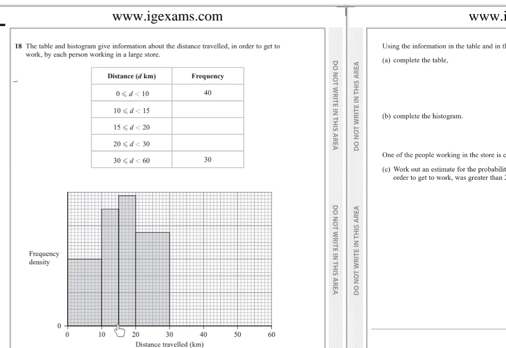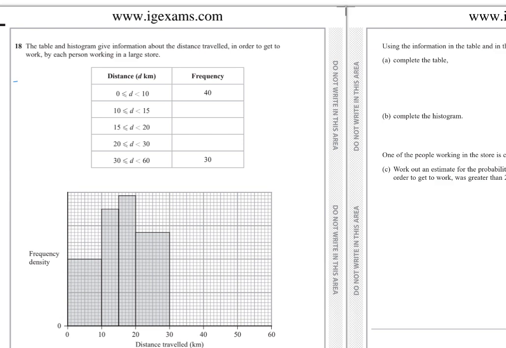Area equals base times height. We have the base, but we don't have the height. So to find the height, we need to find the scale. We can use the first interval to find the scale. For the first interval, the frequency is 40. This means the area for this rectangle is 40. Area equals base times height. So 10 times what equals 40? 10 times 4. So this is 4.